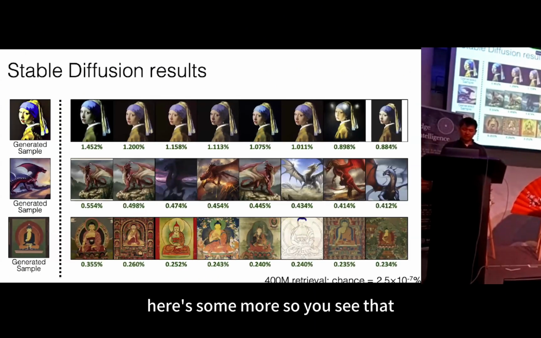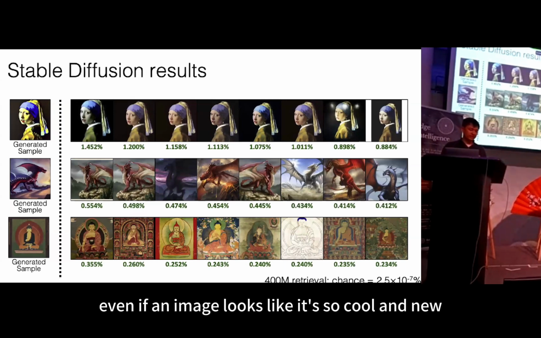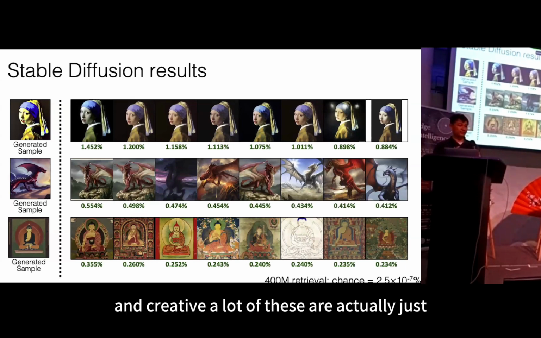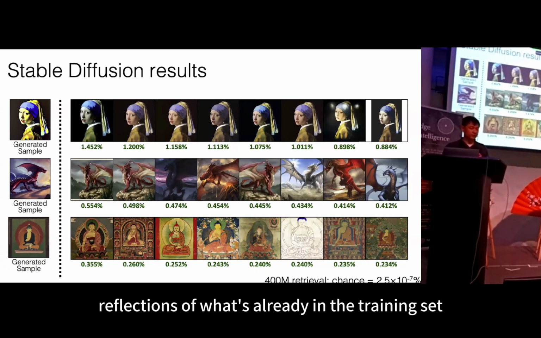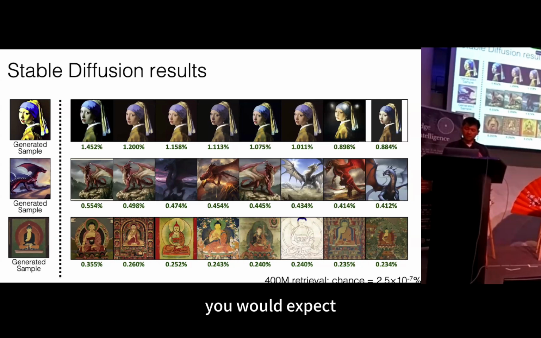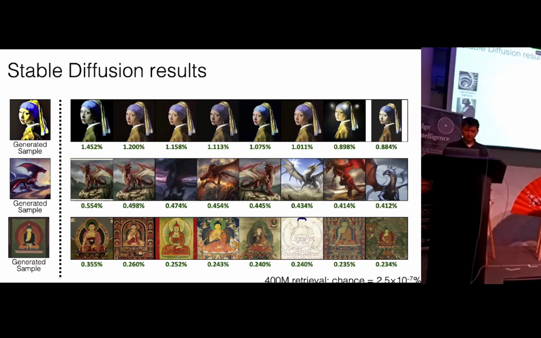Okay, here's some more. So you see that even if an image looks like it's so cool and new and creative, a lot of these are actually just kind of recombinations or really heavy reflections of what's already in the training set, which is what you would expect when training a model.